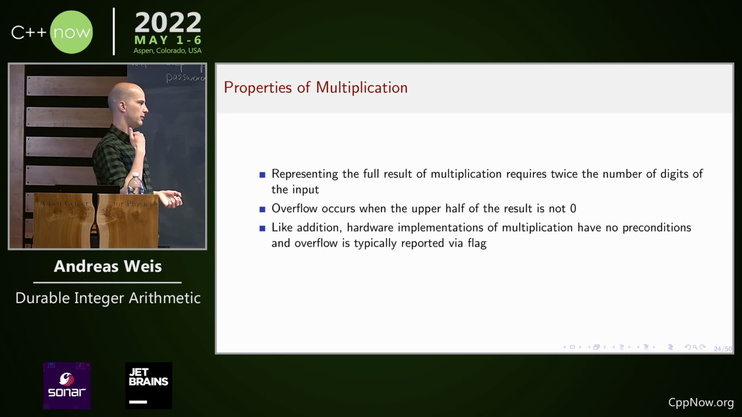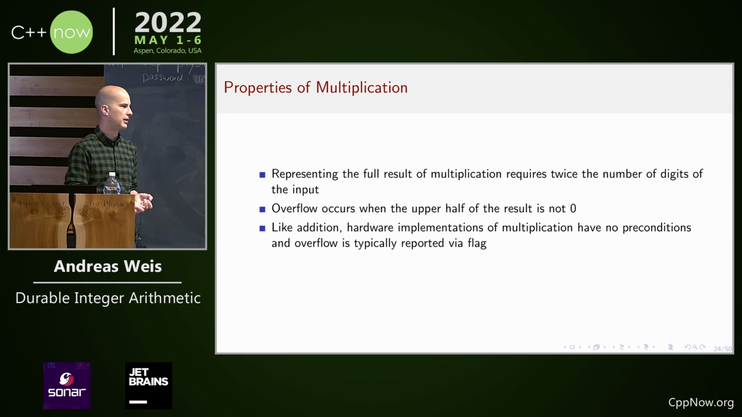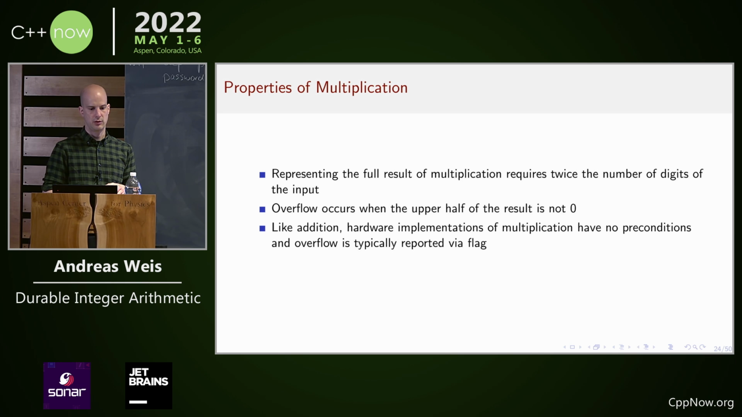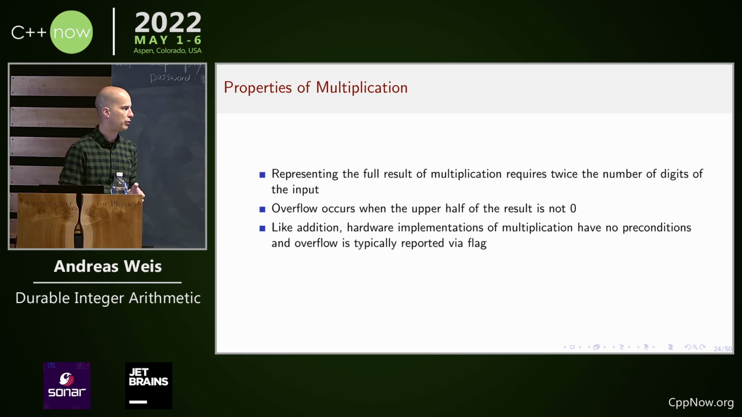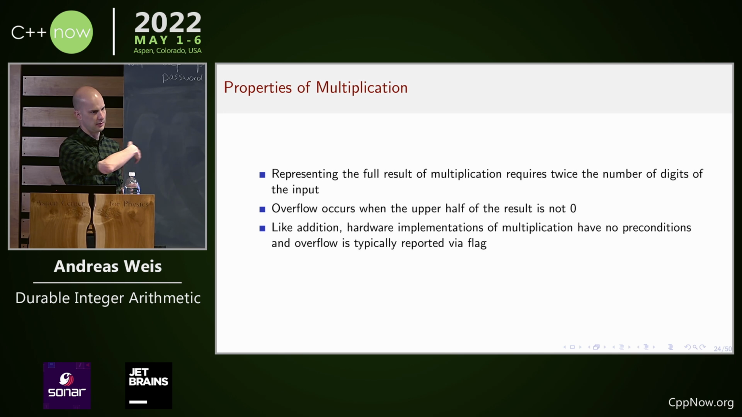Like the addition, again, the hardware implementation here has no preconditions, right? This always works. With the overflow, again, I typically report it via a flag. And in most hardware implementations, I have a shortcut that doesn't calculate the entire upper half if I'm not interested in it. As soon as it realizes that one of those bits in the upper half will be 1, it will just set the overflow and be done.